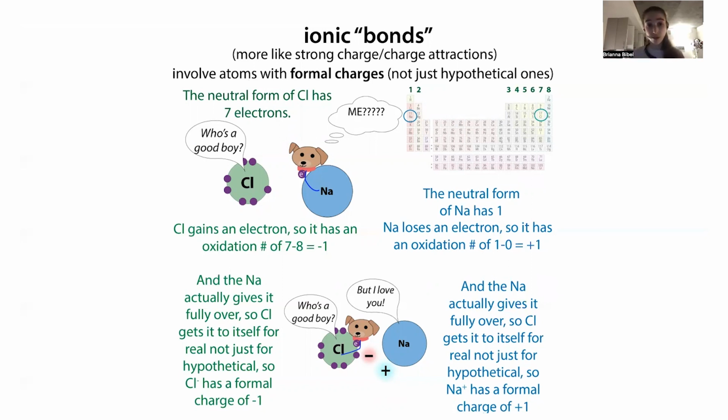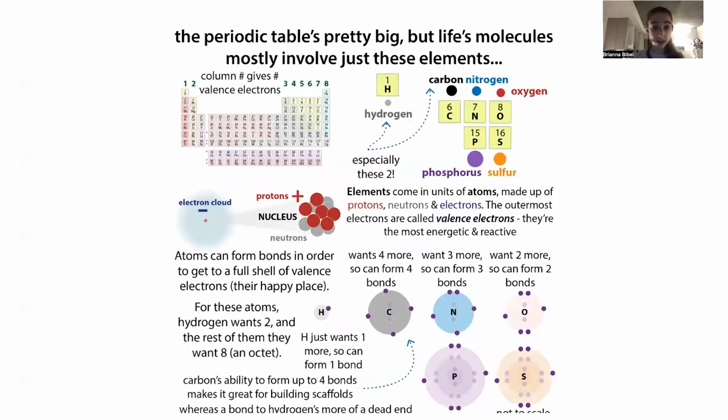We can also have weaker attractions that are due to partial charges. But in a full ionic bond, when you have an actual ion, you have this full formal charge, an actual imbalance of protons and electrons. Protons and electrons are equal and oppositely charged. So if you have a neutral molecule, you have an equal number of protons and electrons. If you have a charged molecule, then you have an imbalance.